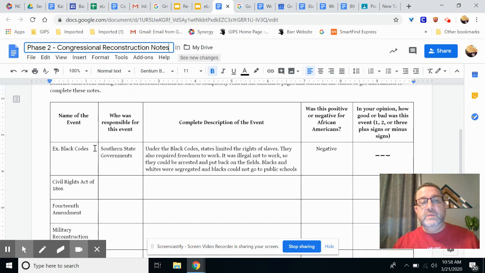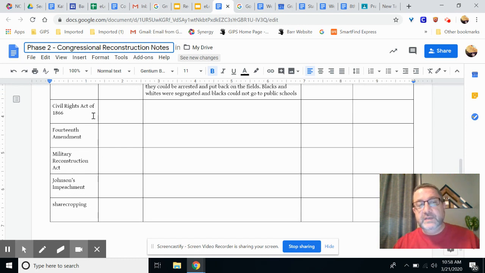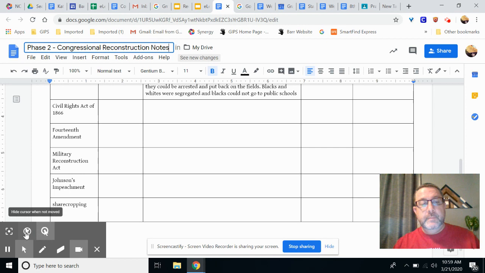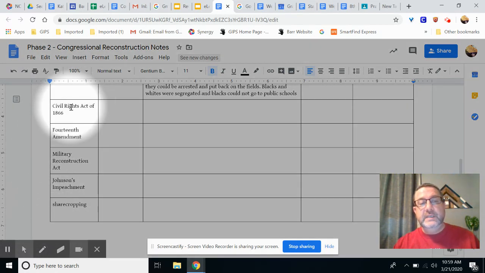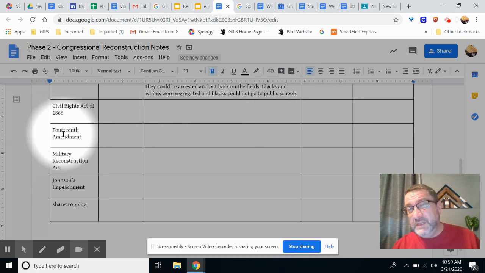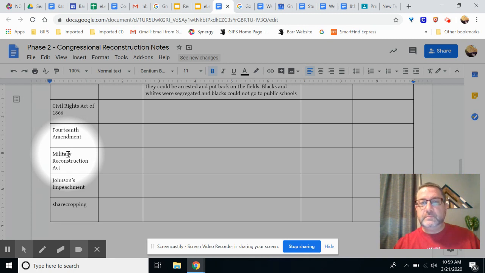So we're going to do this. I think there's five terms for this section. Civil Rights Act of 1866. I'm going to find this cool thing here. There. Well, no, not so much. Yeah. So Civil Rights Act of 1866. You're going to do all of those things with that. Then you're going to go to the 14th Amendment. Do you remember what the 13th Amendment was? That's right, it got rid of slavery. Now we have the 14th. And then something called the Military Reconstruction Act. That's pretty serious.